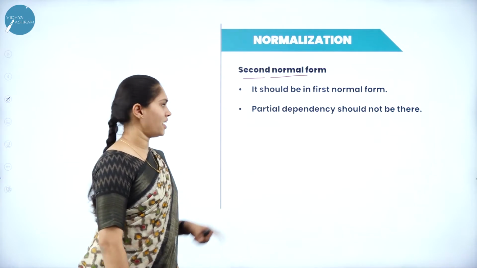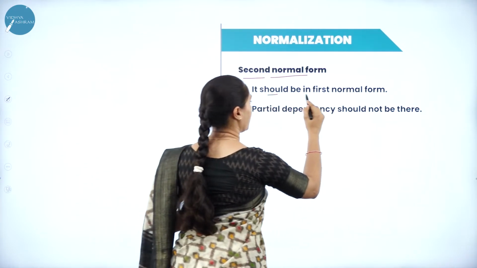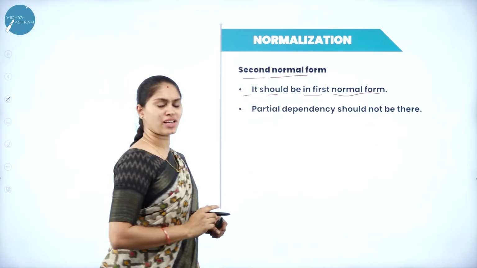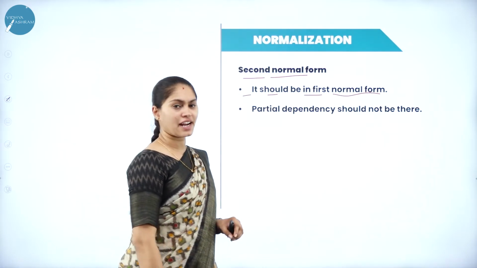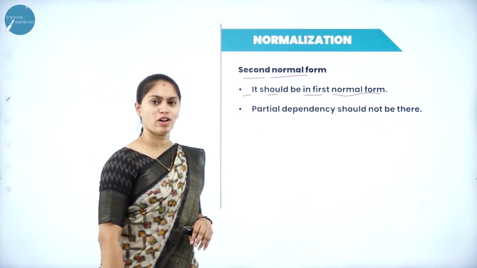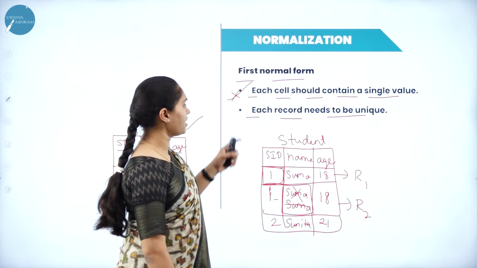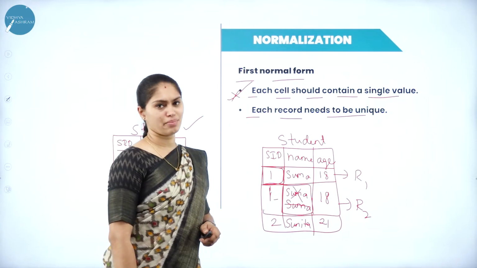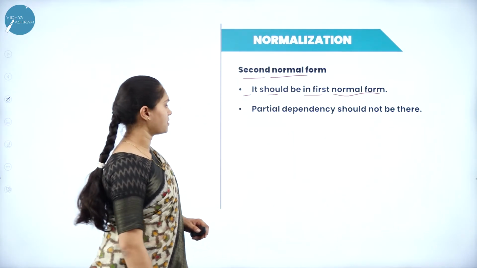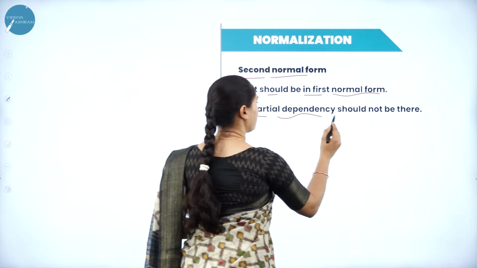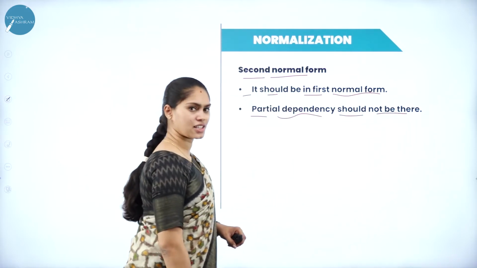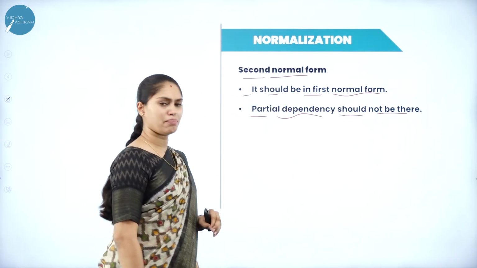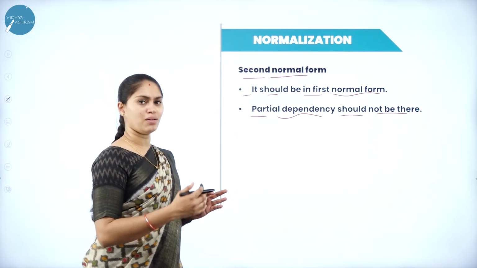What is the first rule it has to satisfy? It should be in first normal form. If I want my table to be in second normal form, then it must follow first normal form. What was there? Each cell should contain a single value and each record needs to be unique. Second point, partial dependency should not be there. There should not be a partial dependency between any of the columns in a table.